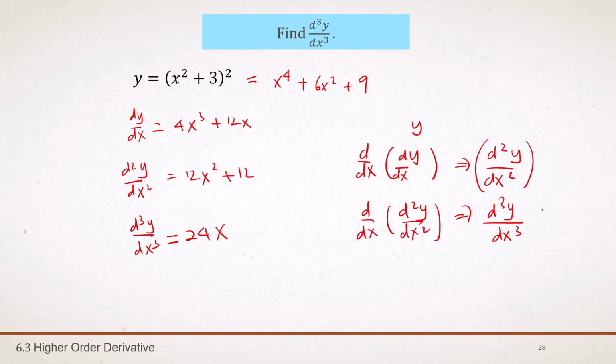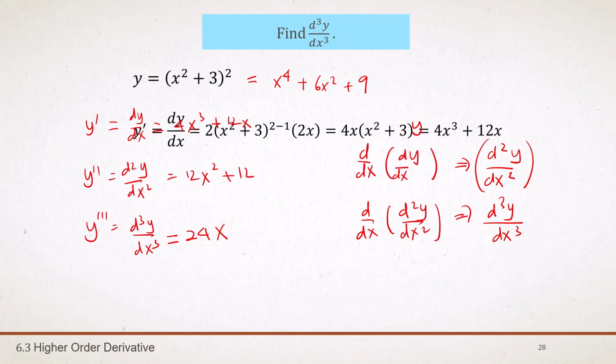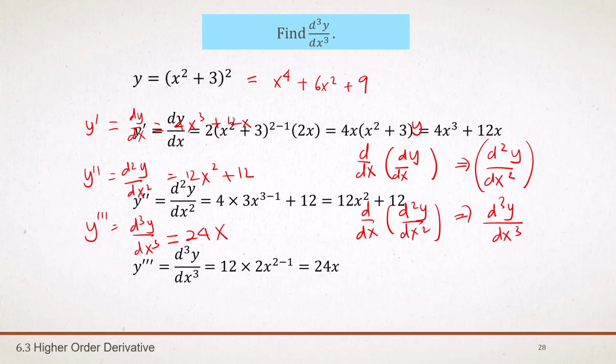If you prefer not to write dy over dx, you can always say y prime, y double prime, y triple prime. That's all. Okay, so this is the answer.